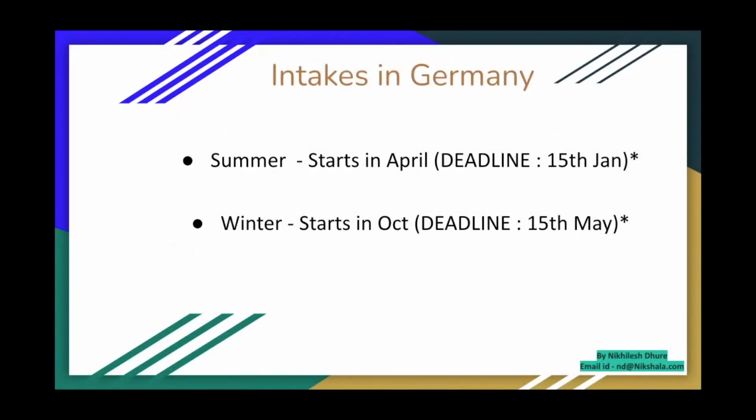So there are 2 intakes in Germany. One is in summer, one is in winter. Summer starts in April. The deadline is 15th of Jan. Normally the application actually begins by November, December onwards. For winter, it starts in October. The deadline is May 15th. Sometimes the deadlines can also go till June 15th.